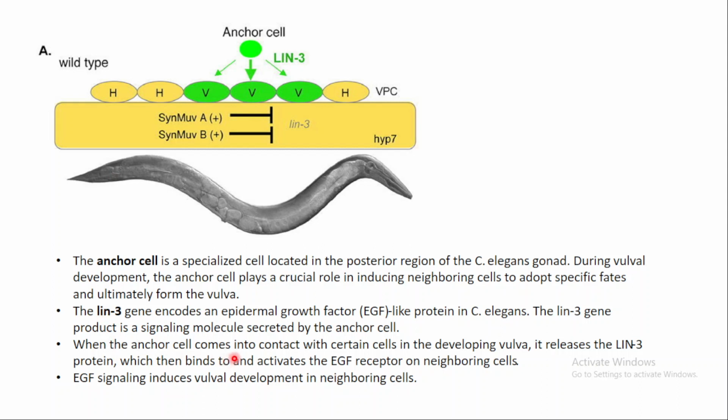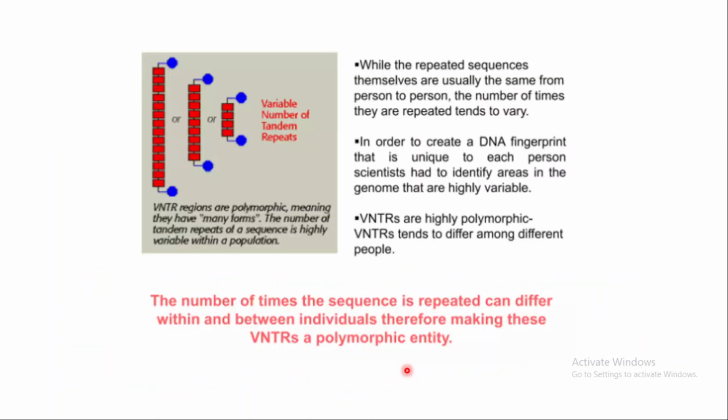When the anchor cell comes into contact with certain cells in the developing vulva, it releases the Lin3 protein, which then binds to and activates the EGF receptor on neighboring cells. So these neighboring cells have the EGF receptor on them, and Lin3 is the ligand. Lin3 is an EGF family protein. The EGF signaling will turn on in the neighboring cells, which will induce vulval development. So statement 2 is correct. Lin3 is involved in vulval induction.